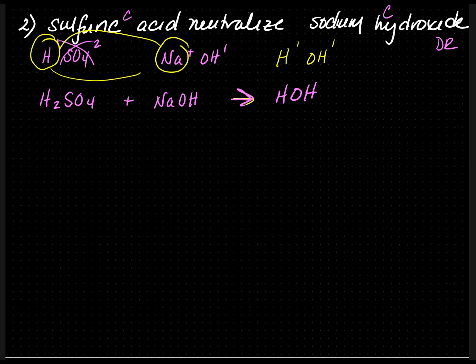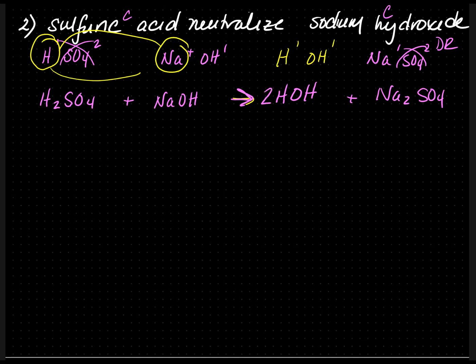Na's new partner, I'm going to find that charge, which is 1. It's going to be SO4, which is a charge of 2, at crisscross. So this is Na2SO4. So if we balance this, we have 2 H's on the left side. We have 1 H on the right side, so I need a 2.